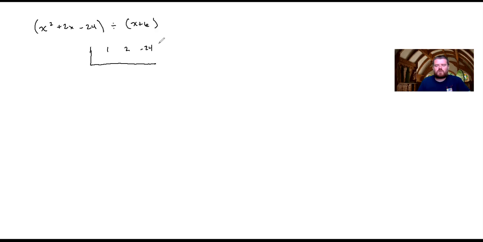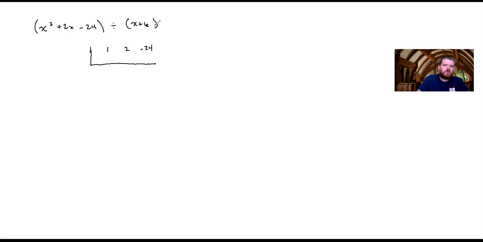So synthetic division, let's say I have a problem x squared plus 2x minus 24, and I want to divide this by x plus 6. To do synthetic division, you're going to take the polynomial that you're dividing here, and you're going to write the coefficients. So here, remember, there's always an invisible 1. So I write 1, 2, and negative 24.